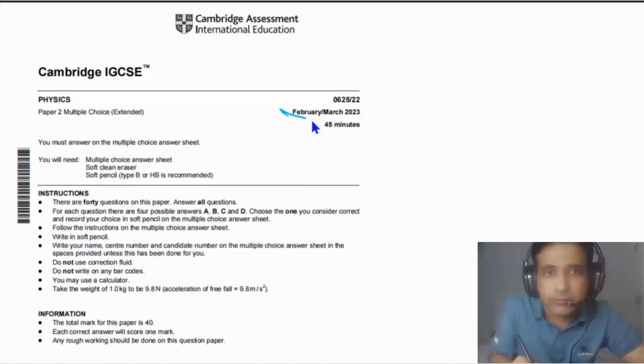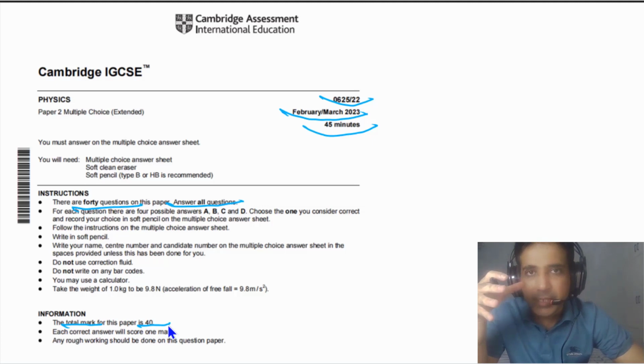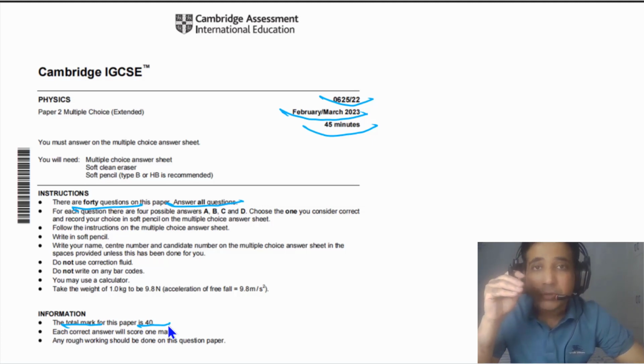In today's lesson, we will discuss March 2023, paper 2, variant 2. Total time for this exam is 45 minutes and there are 40 questions on this paper. You need to answer all of them. And the total mark for this paper is 40. It simply means that you have 1 minute for each question because there are 40 questions and the total time is 45 minutes. So time is limited. So you have to be fast enough to answer all the questions in your exam.